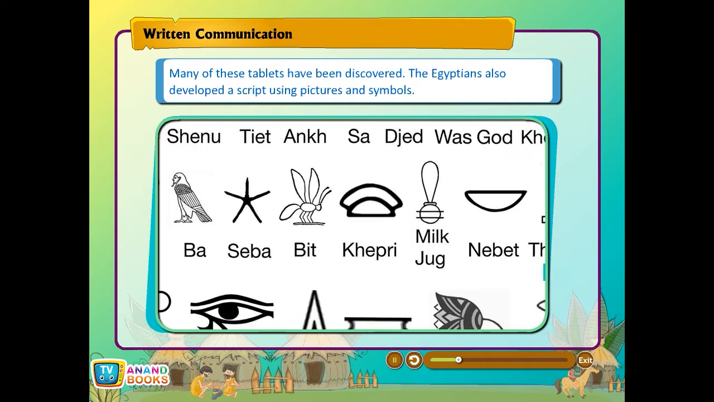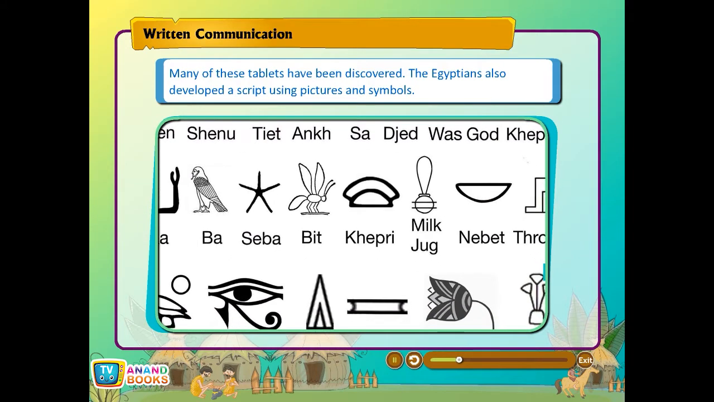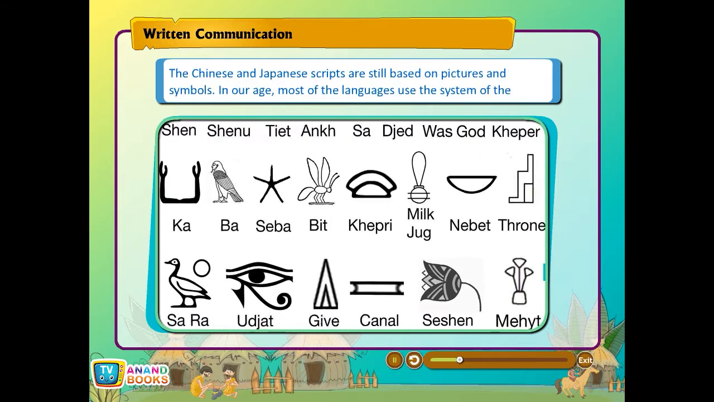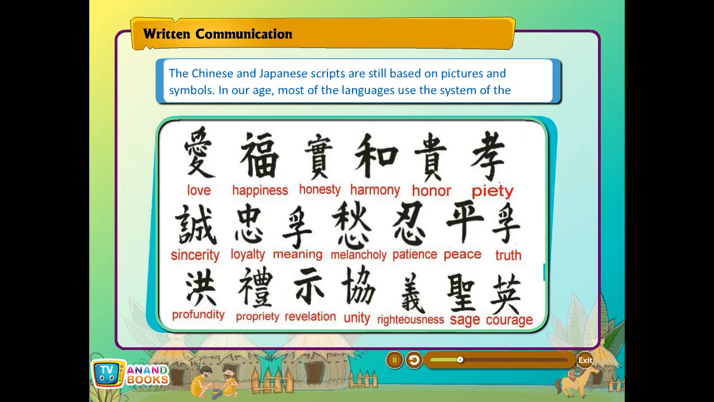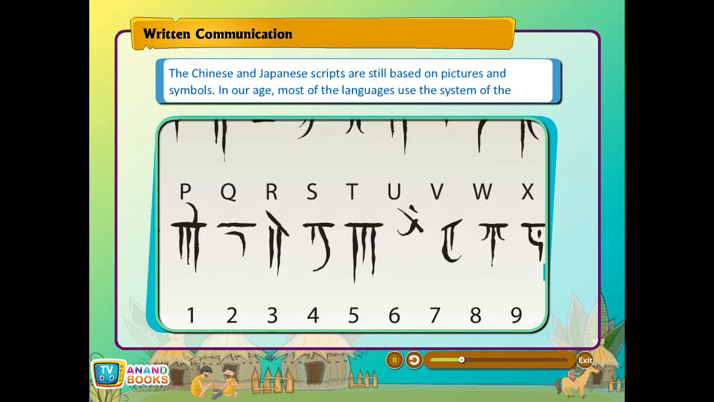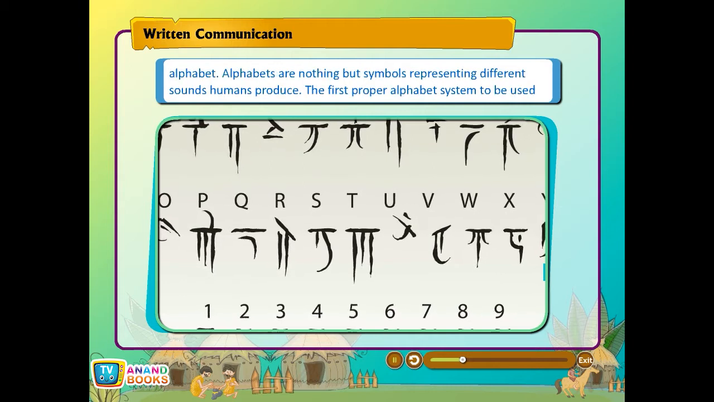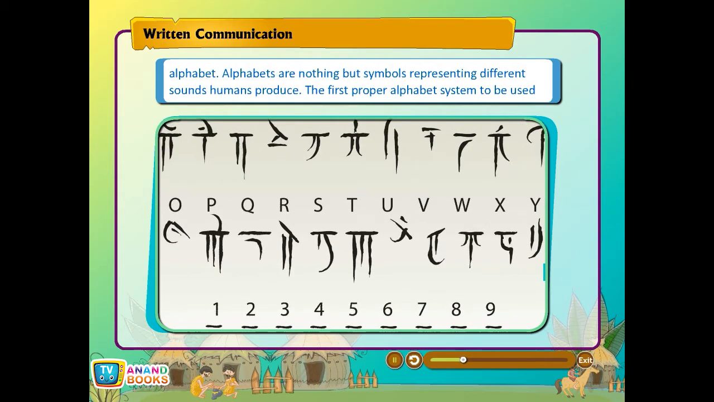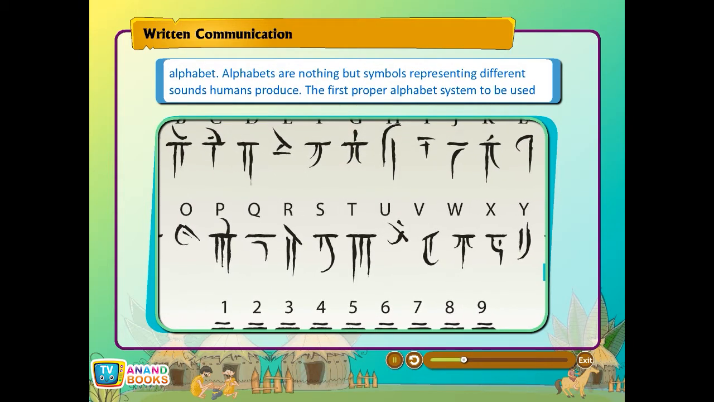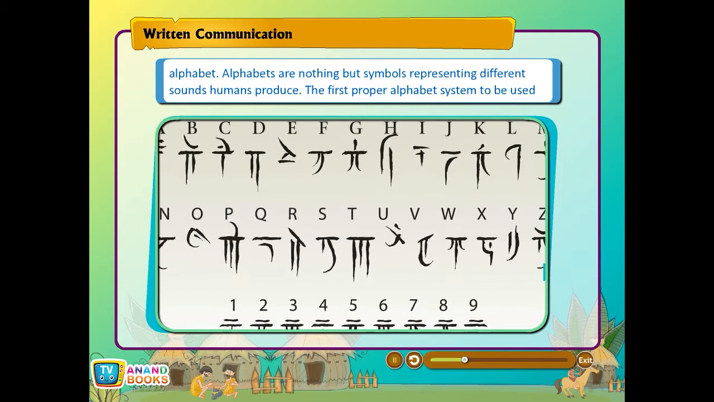The Egyptians also developed a script using pictures and symbols. The Chinese and Japanese scripts are still based on pictures and symbols. In our age, most of the languages use the system of the alphabet. Alphabets are nothing but symbols representing different sounds humans produce.